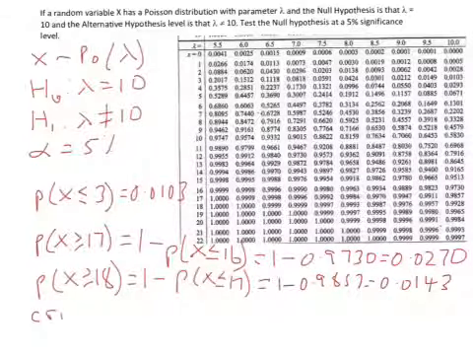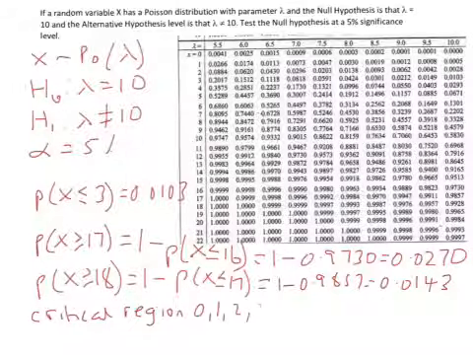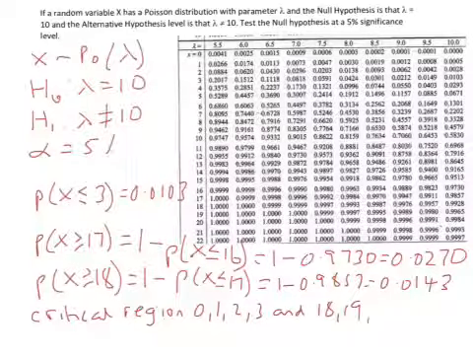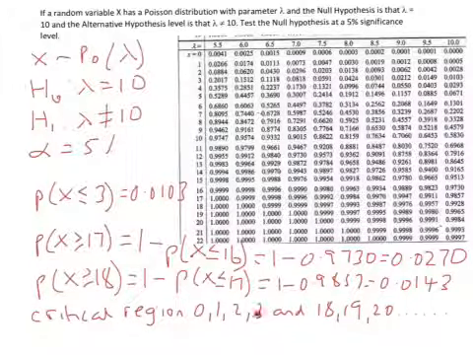So the critical region, and remember with a two-tailed test there's two critical regions, the critical region is 0, 1, 2, 3 and 18, 19, etc, etc, etc. The critical values are 3 and 18. So these are the first numbers you come across when you enter the critical region, 3 and 18, so the critical values are 3 and 18.